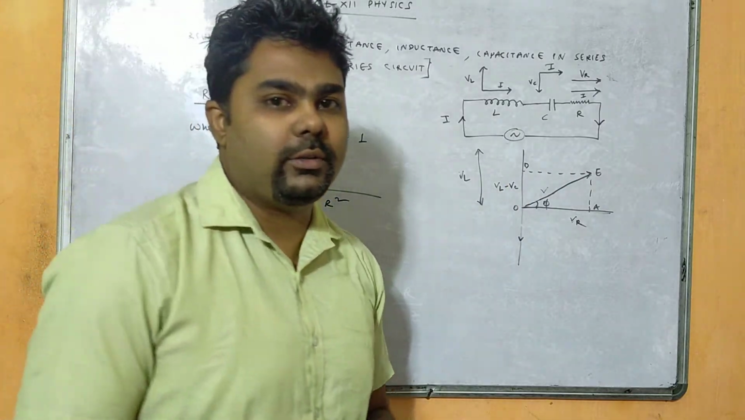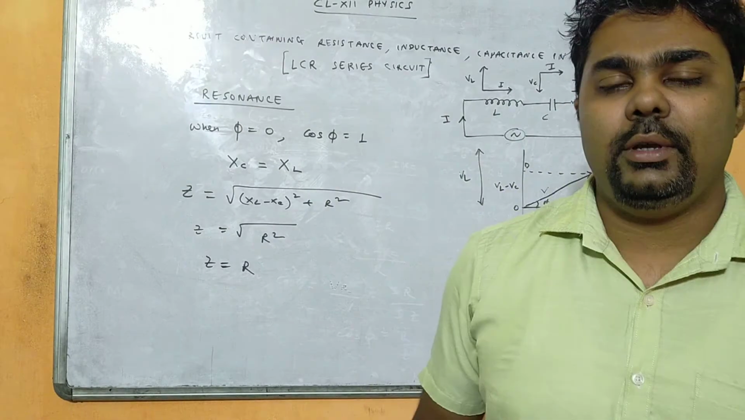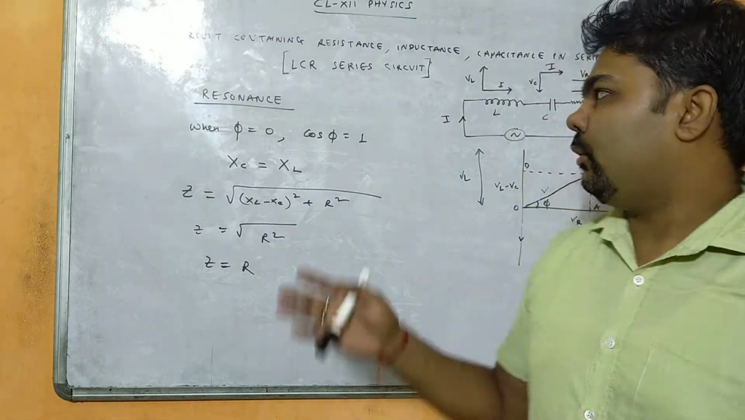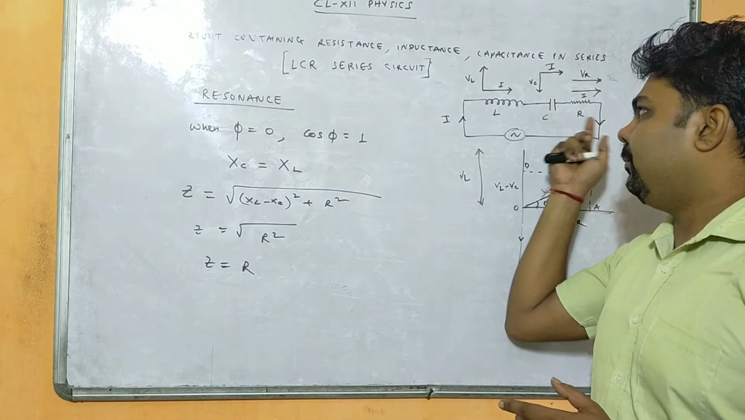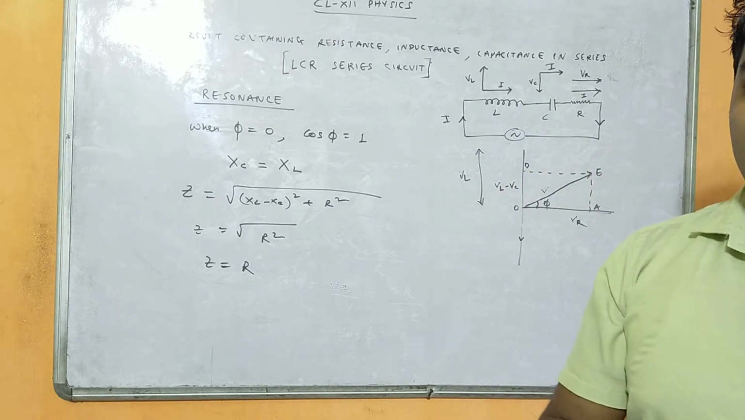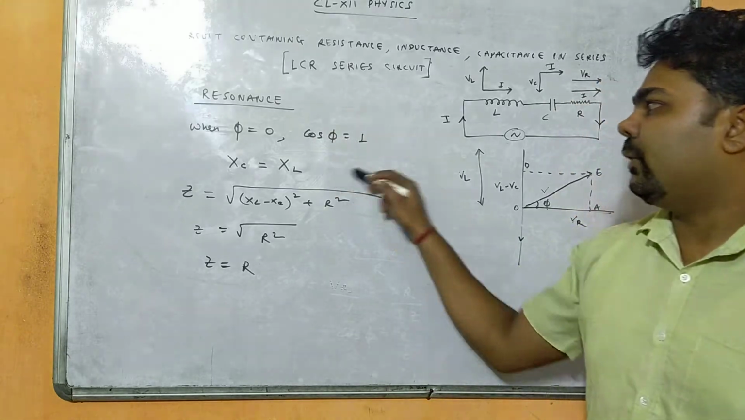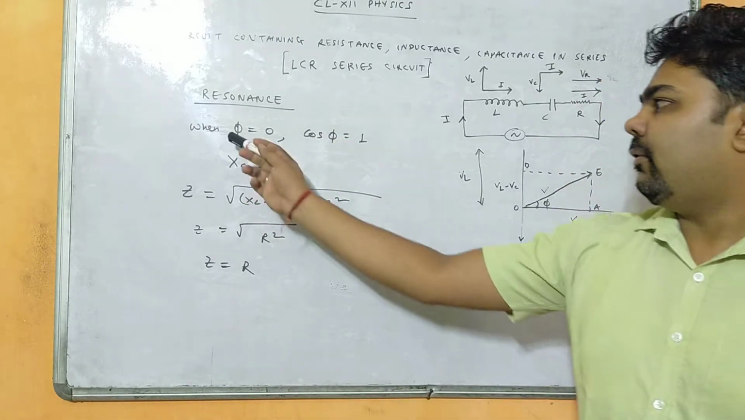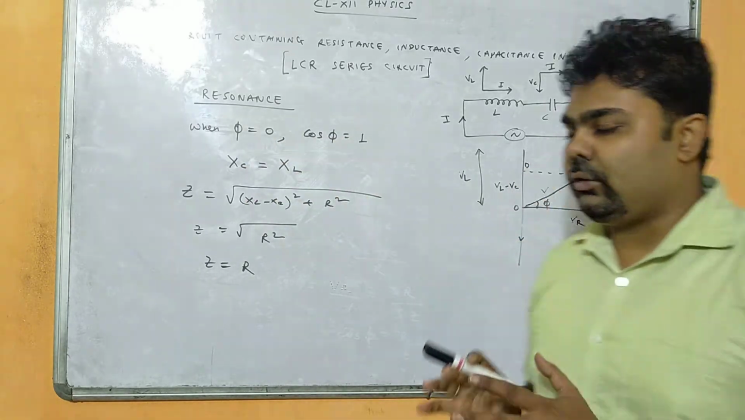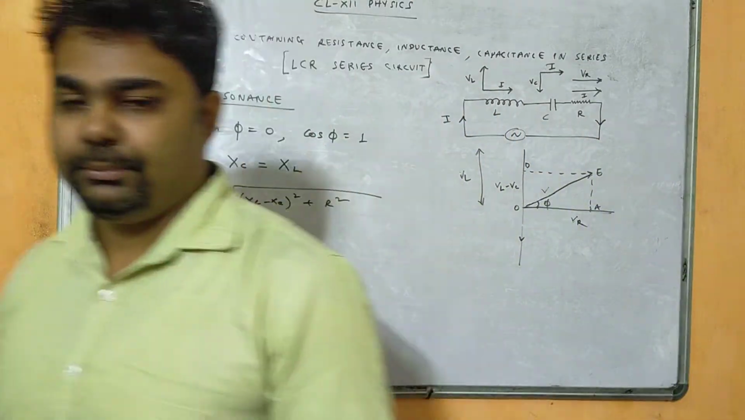So at resonant condition, XL becomes equal to XC, where the impedance becomes equal to the resistance. That means whatever resistance is there in the circuit, the impedance will be that resistance. And here it has been seen that the power factor becomes 1 as phi is 0. So this condition is called resonant condition.